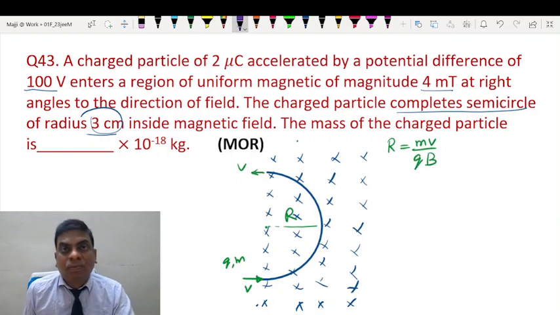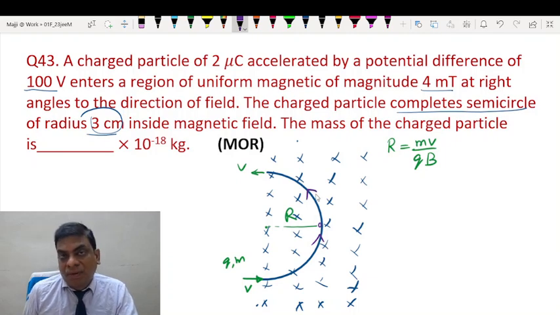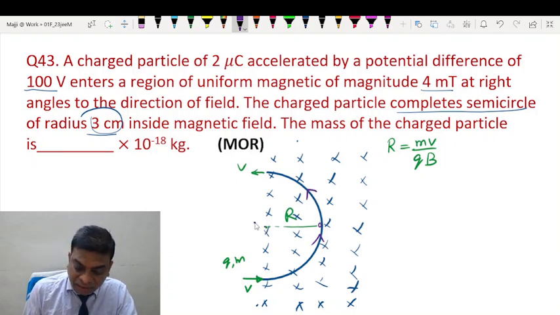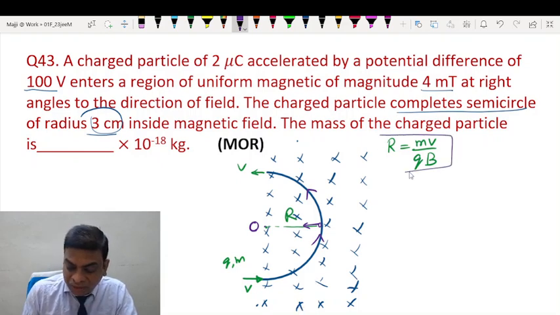This formula can easily be obtained, students, by equating the magnetic force with the centripetal force, because in order to go along a circle, any object would require centripetal force directed towards the center, and that centripetal force is provided by what? By the magnetic force, which we also call the Lorentz force, q into v cross B. So equating these two, you get this result.